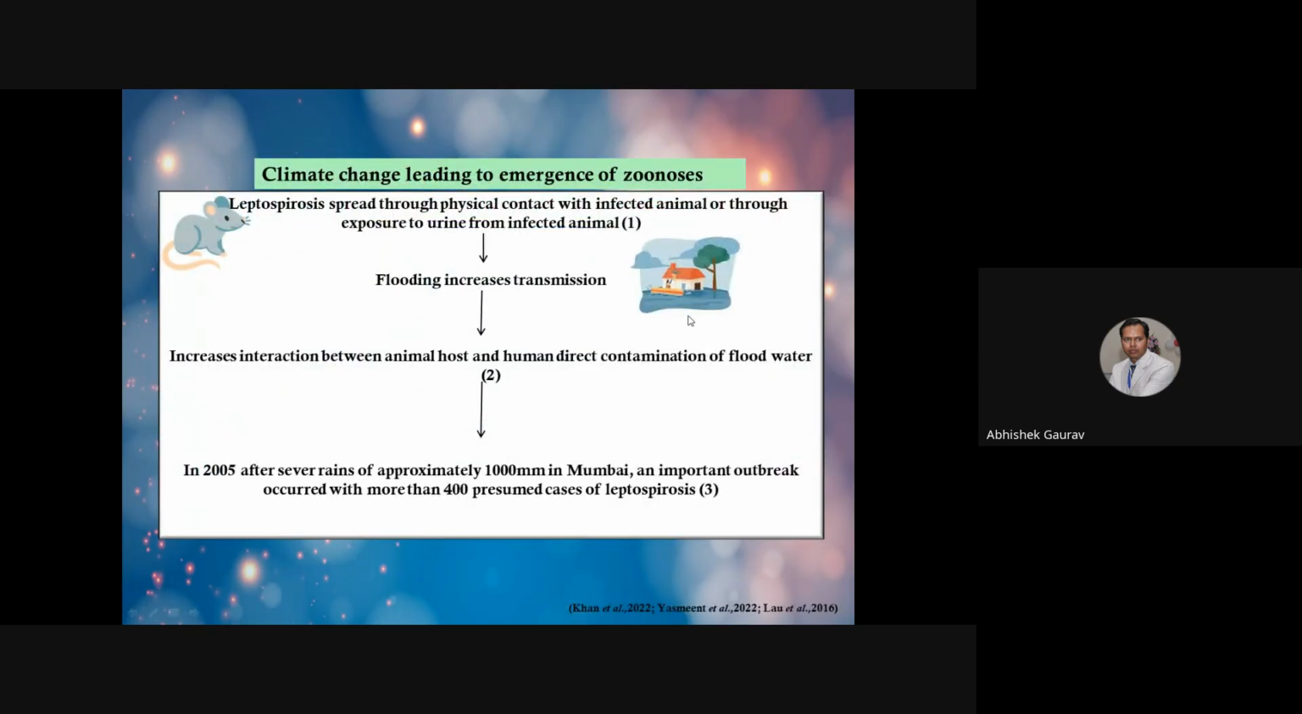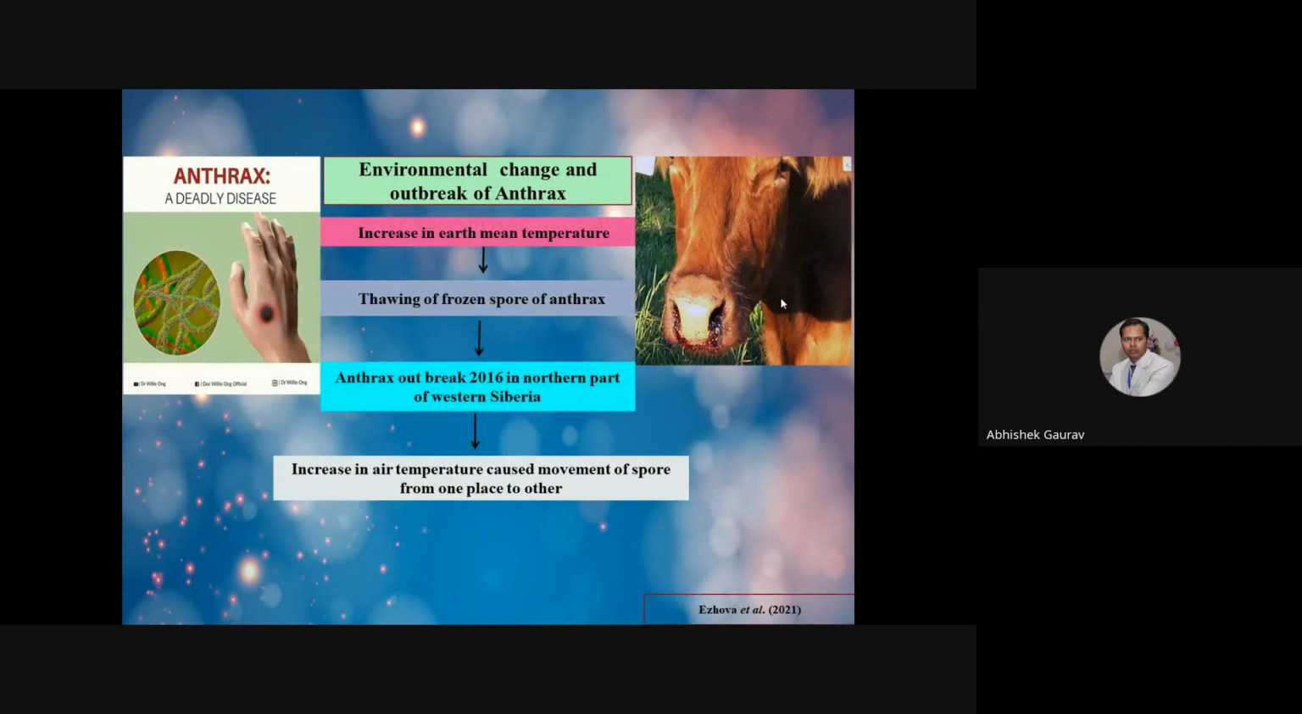Then floods, as I discussed about the natural disasters. If there is a severe flood, that leads to the emergence of leptospirosis, because we know that leptospira is mainly transmitted from rodent urine. So excessive flood leads to the emergence of leptospirosis. This is one example. Another example is that extreme temperature led to the emergence of anthrax, because of the frozen spores. There was an anthrax outbreak in 2016 in Siberia because of the high air temperature, which caused the movement of the spores from one place to another, and the spores germinated.